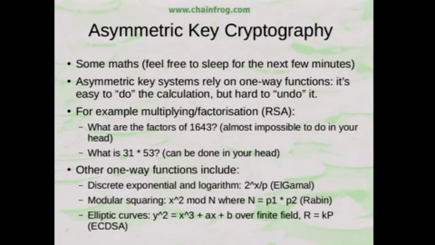multiply, there's a definition of multiplication of a constant by a point that gives you a new point. And it turns out that if you know k and r, you can work out p, or if you know k and p, you can work out r. But if you only know r and p, it's very, very hard to work out k.